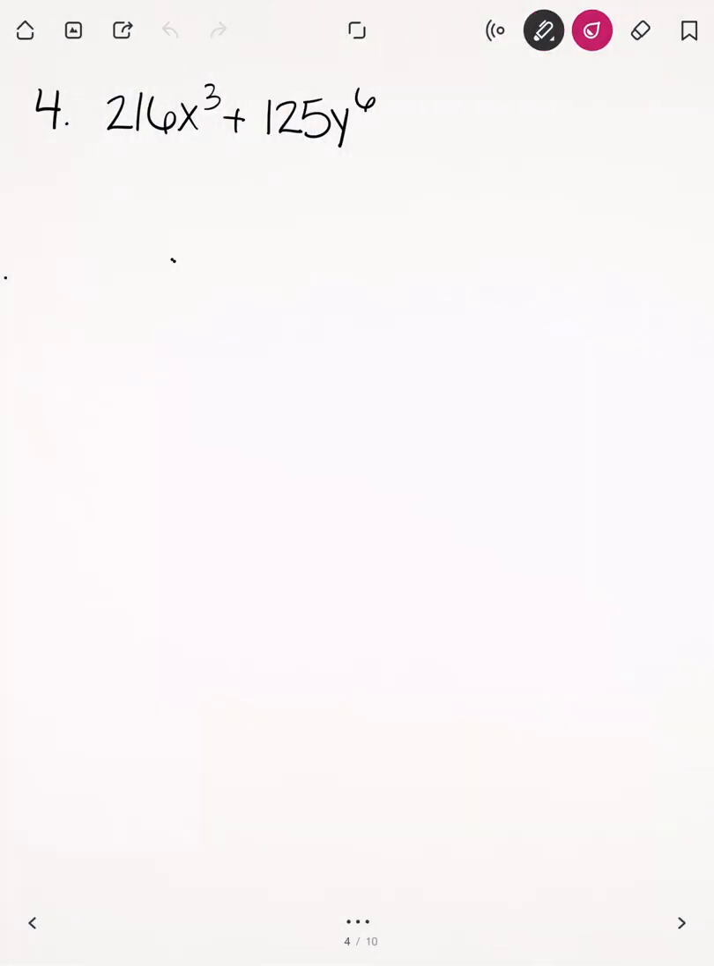Looking at the next one, again, I have another perfect cube. If I notice, 216 and 125 are perfect cubes, and y to the 6th is a perfect cube. So another sum of cubes.